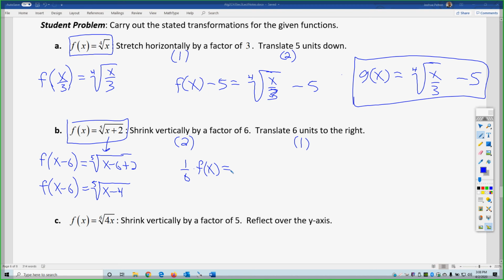So we get the fifth root of x minus 6, or 4, sorry, 4. So you can either divide the whole thing by 6 or multiply it by 1/6. It's your choice. Either is equivalent. Probably this would be the textbook answer, I would guess, because they have it on the outside, which is typically the rule. So my new function, g of x, is 1/6 times the fifth root of x minus 4.